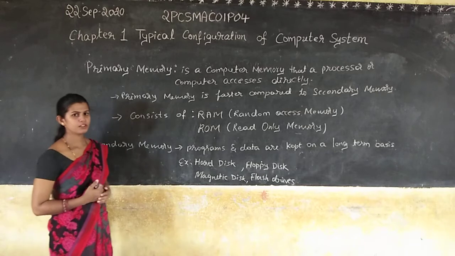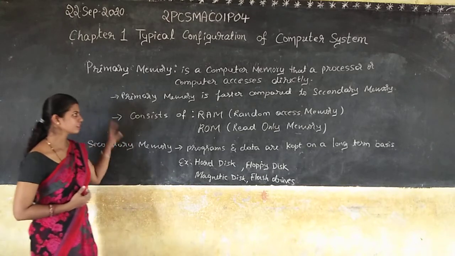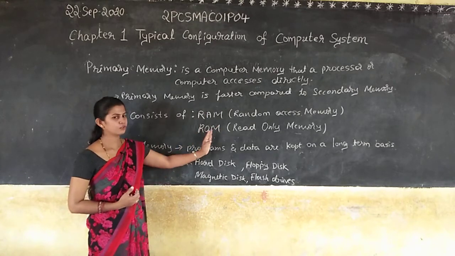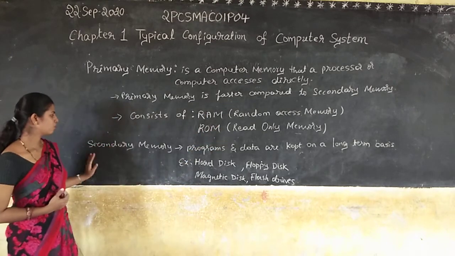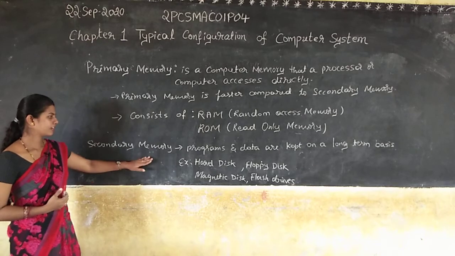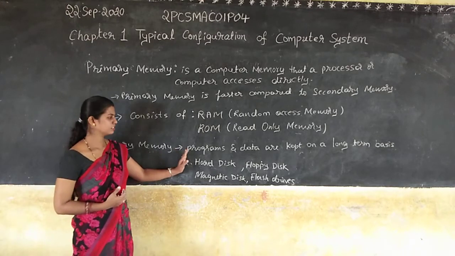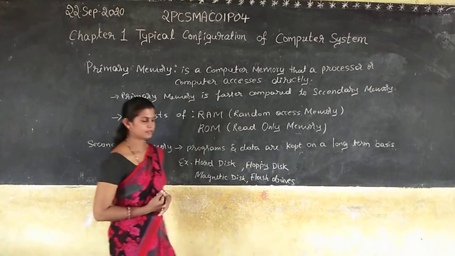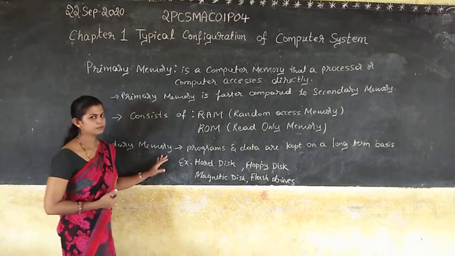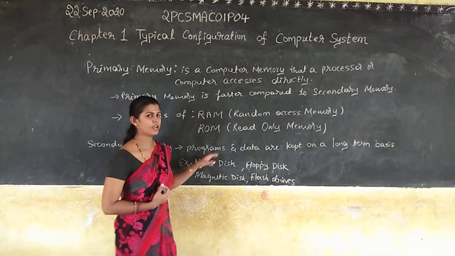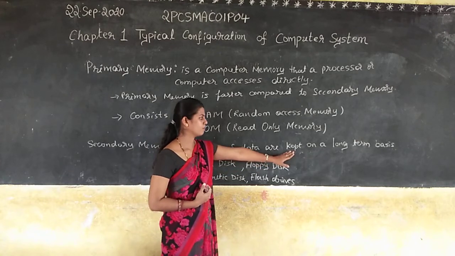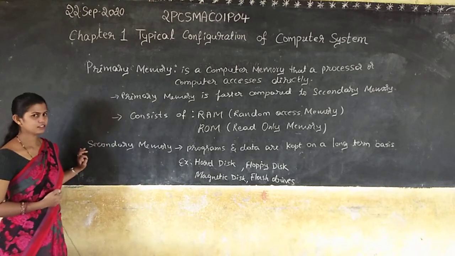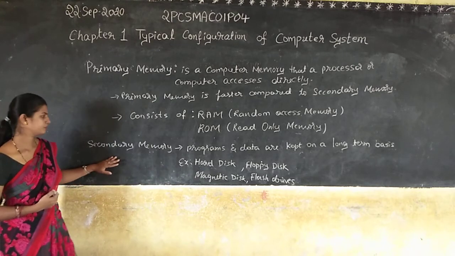Without the primary memory we cannot use a computer, and it consists of random access memory as well as read only memory. So next, what is secondary memory? Secondary memory holds the programs and data which are kept on a long term basis. In secondary memory we can store programs and data for the long term, and it is a permanent memory.